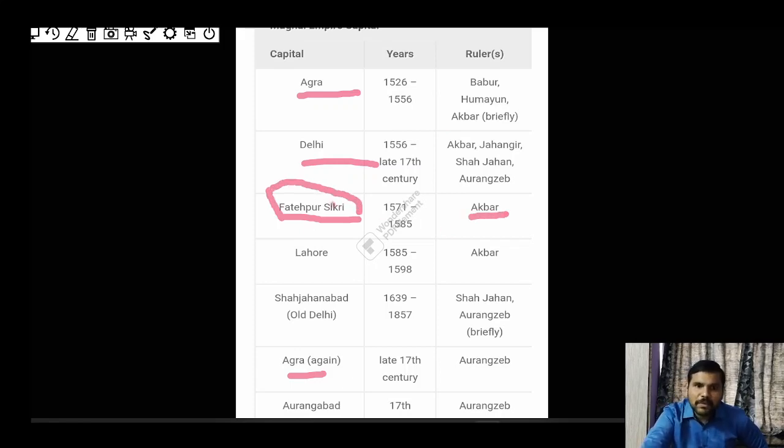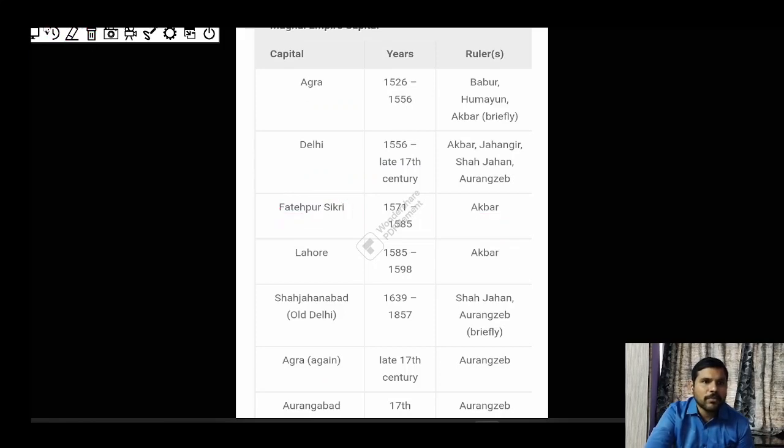Akbar is famous for Fatehpur Sikri. It is during the period of Akbar that the building of a lot of monuments started. Later on, Shah Jahan built the Taj Mahal, but even during Akbar, you have Fatehpur Sikri, you have Buland Darwaja, you have several forts, and so on. So Akbar is also quite famous for building a lot of monuments. So let us go forward.